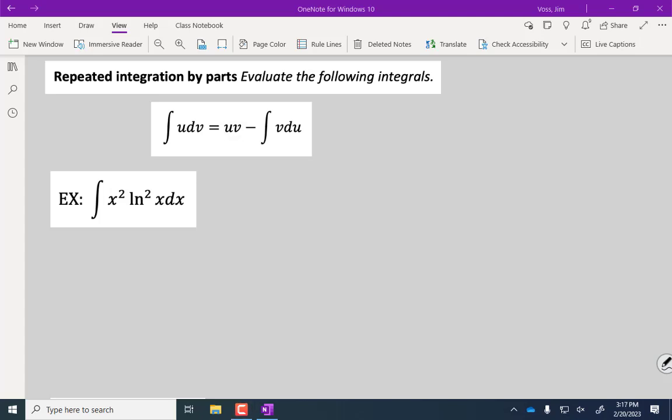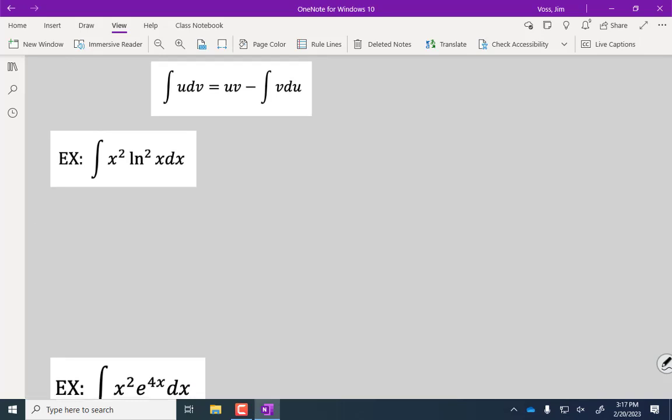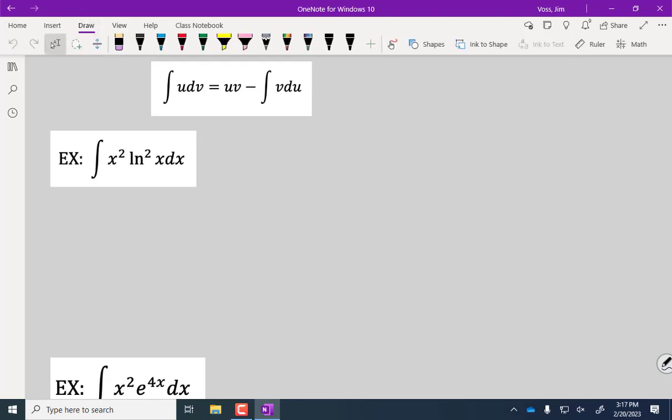There are frequently times where integration by parts just one time isn't enough. Sometimes you get to do integration by parts more than one time. So here's an example where we have the opportunity to do integration by parts more than one time. So, perfect. Let's set up our integration by parts little table.